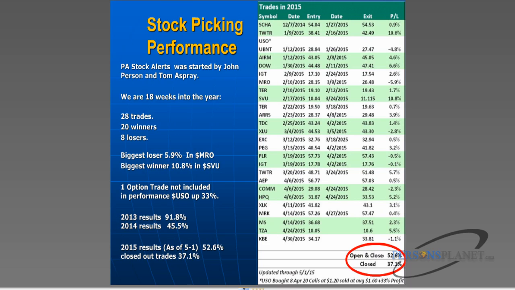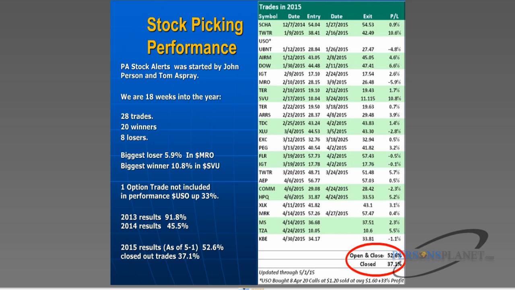Now, I would like to share with you as far as stock picking, and I know that everyone has different performances, but I work together with another guy, Tom Ashbury. Many of you might be familiar with him. We're 18 weeks into the year, and we've only had 28 trades. We've had 20 winners, 8 losers. This is PA Stock Alert. This is every single trade that we've put on. We have a couple still open.